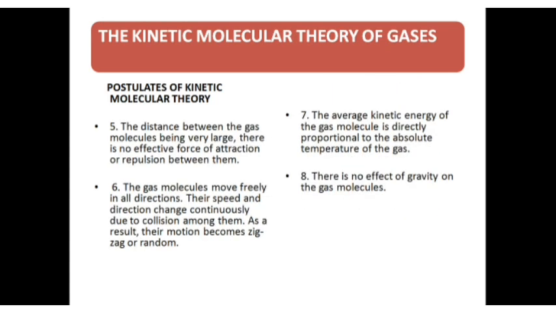The fifth postulate is that the distance between the gas molecules being very large, there is no effective force of attraction or repulsion between them. As molecules are far apart, they do not have any force of attraction or repulsion within themselves. Now the sixth is that the gas molecules move freely in all directions. Their speed and direction change continuously due to collision among them. As a result, their motion becomes zigzag or random. The seventh is that the average kinetic energy of the gas molecules is directly proportional to the absolute temperature of the gas. And the eighth is that there is no effect of gravity on the gas molecules. So these are very obvious, and we have understood what these postulates mean.